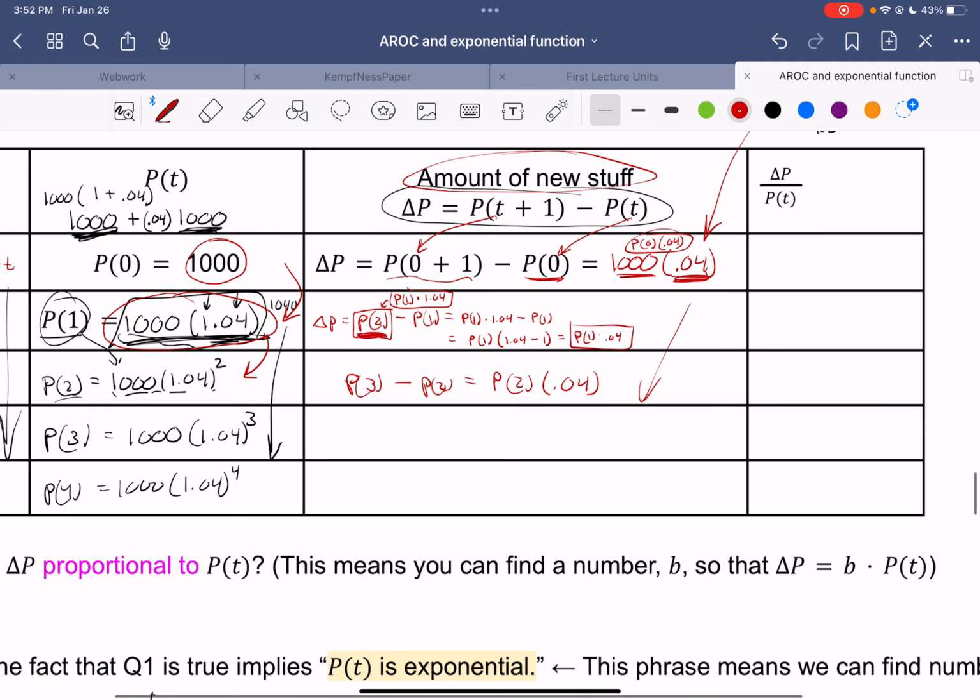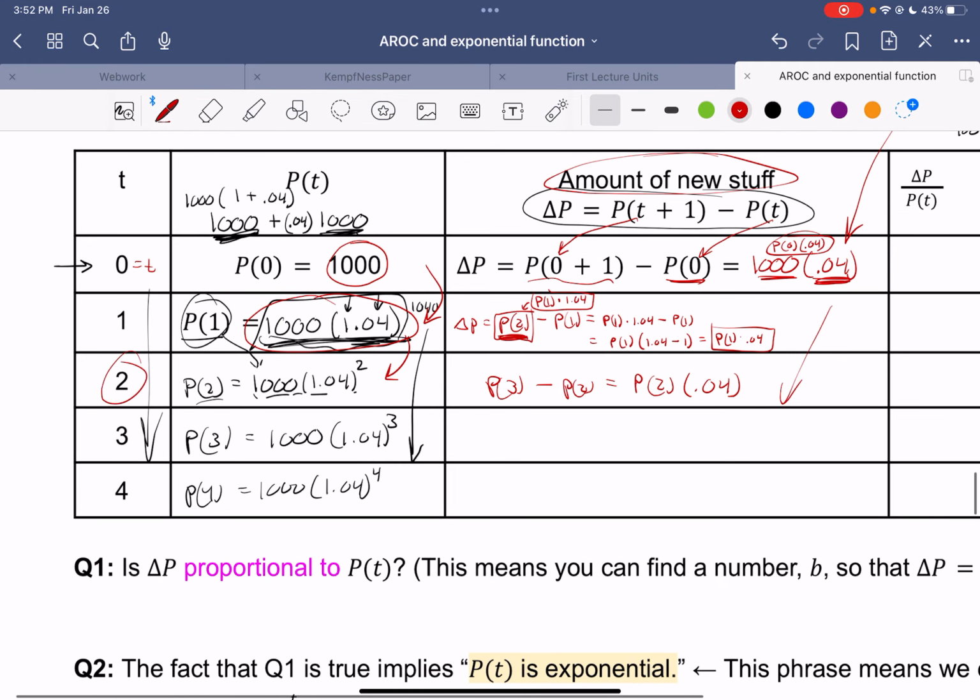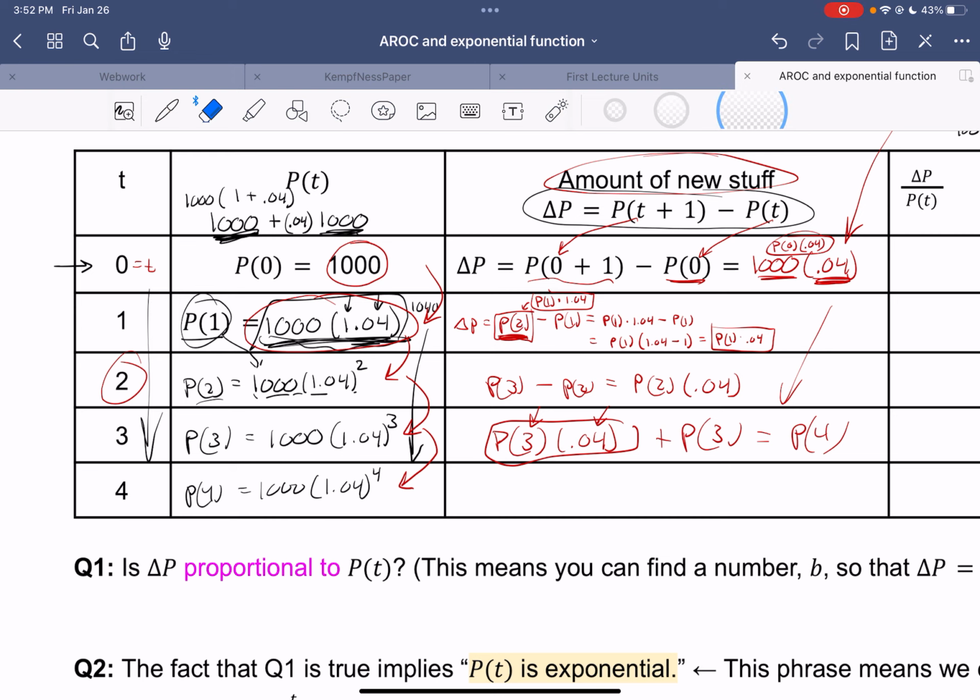It's always going to be, what is this, right? In column 2, this is telling us how much we have to gain to go from here to here, to go from here to here. And you always gain 4% of what you have. So in this row, I have my population at time 3. And if I gain 4%, then this is my gain. It's 4% of what I have, right? And that's what I have to add on to P3 in order to get P4. That's really what I'm trying to get at here.